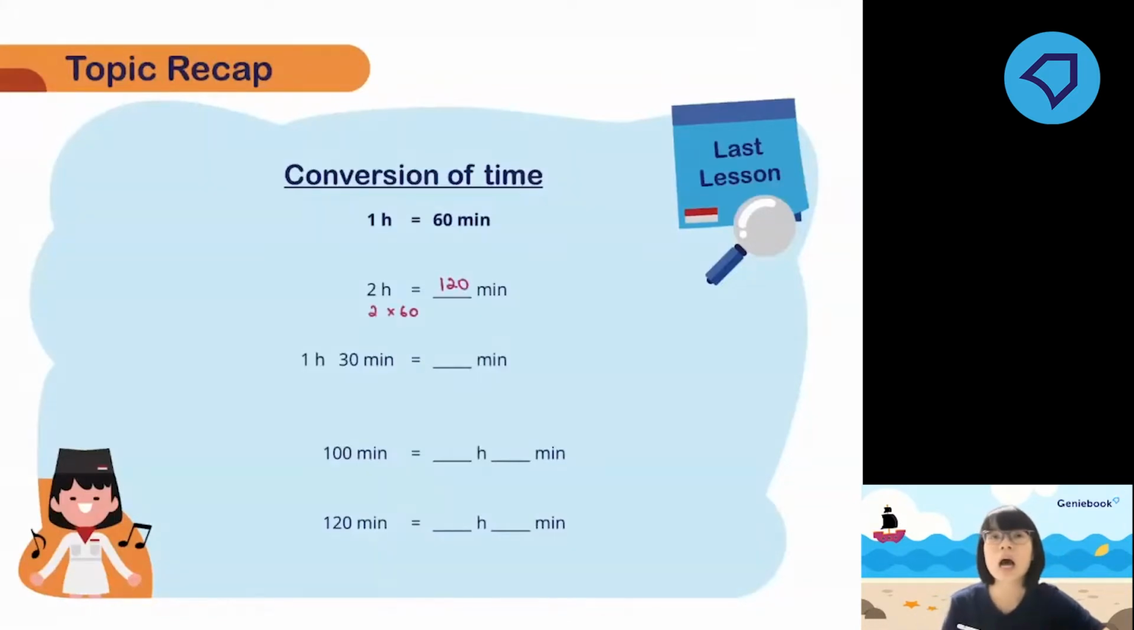How about 1 hour and 30 minutes? 1 hour 30 minutes. 90 minutes. Excellent job. 90 minutes. How do you get 90 minutes? 1 hour is equal to 60 minutes, and then we have 30 minutes over here. We just need to add them together.